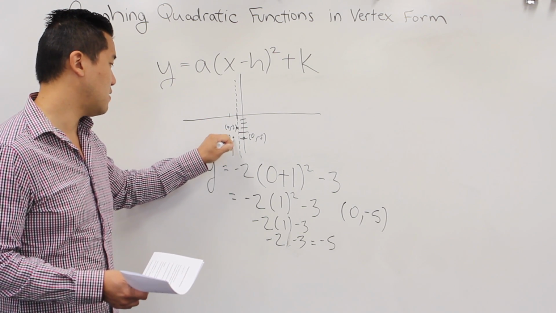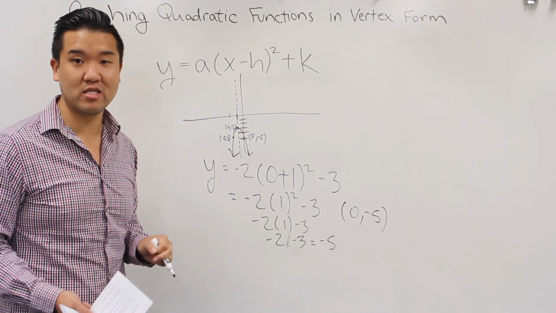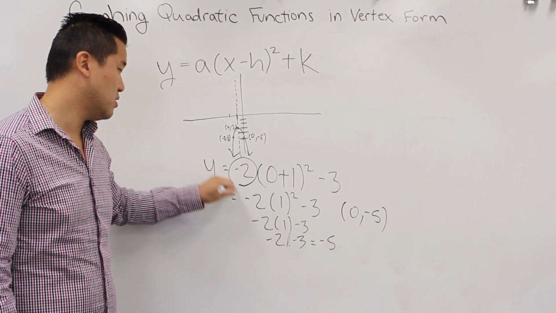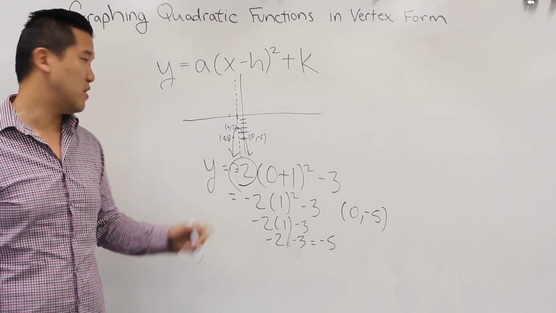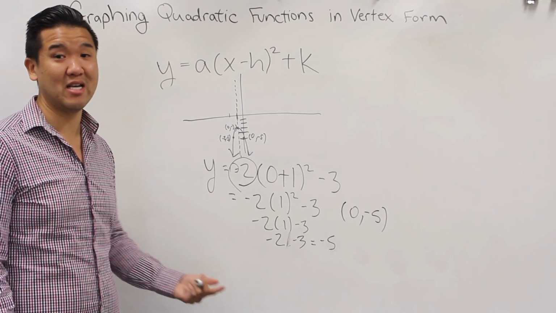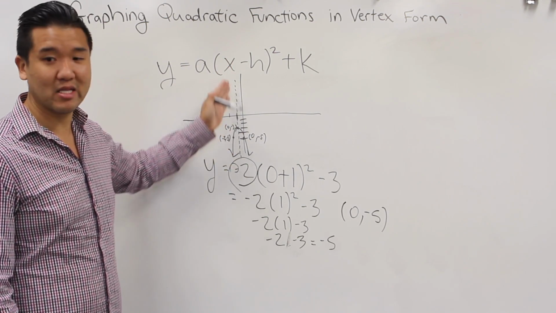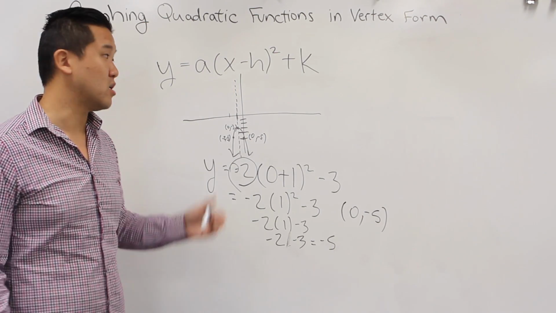And we have a sad face. Why is it a sad face? Because remember we talked about the A value is negative. The A value is negative, so it has to be a sad face. So make sure you guys test that. Make sure you guys reflect at the line of symmetry. Alright, that concludes our lesson.